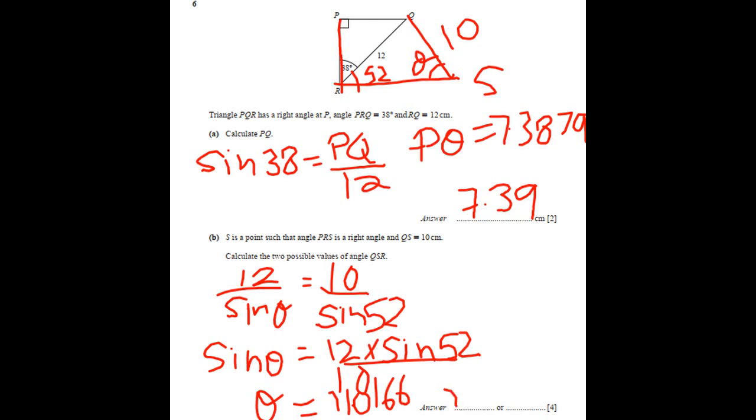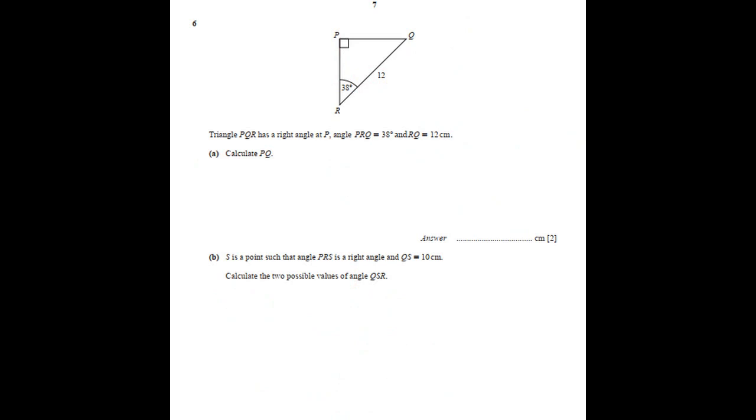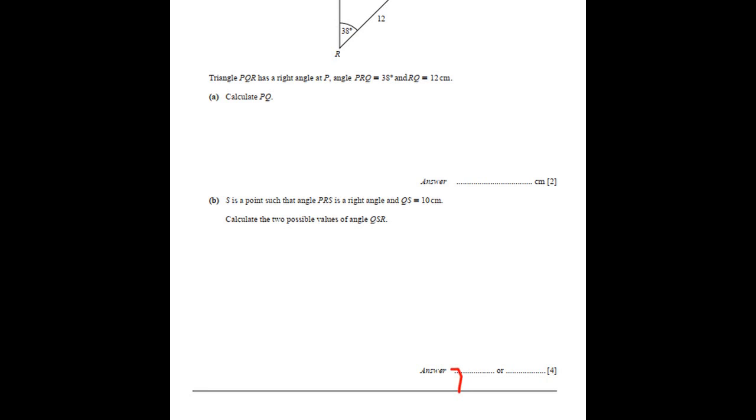So the first answer is, oops, okay, let's ignore this and continue with the question. The first answer is 71.0, rounded off answer.